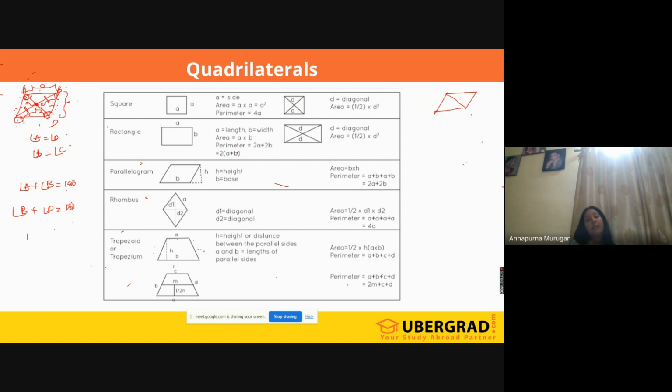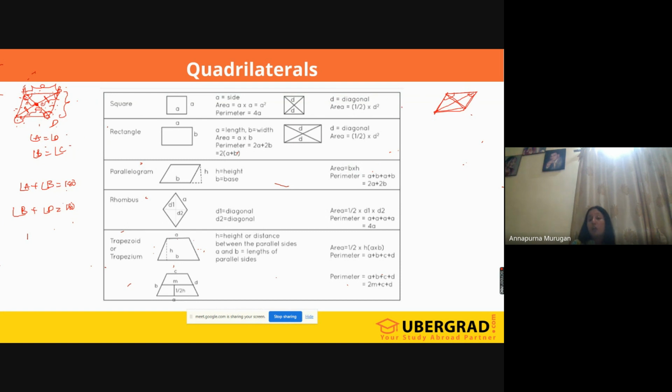For example, see, this diagonal seems a little shorter when compared to this diagonal. So can we say that the parallelogram has two diagonals of the same length? No, it won't have two diagonals of the same length. Why? Because the angles of inclination are different here. One is obtuse and one tends to be acute. Because the angle of inclination is different, the diagonal length also varies.